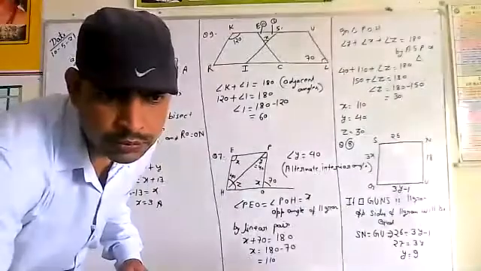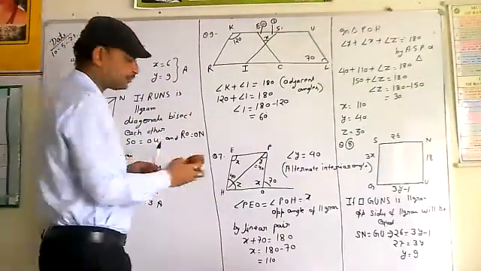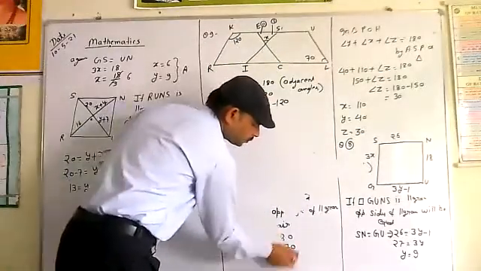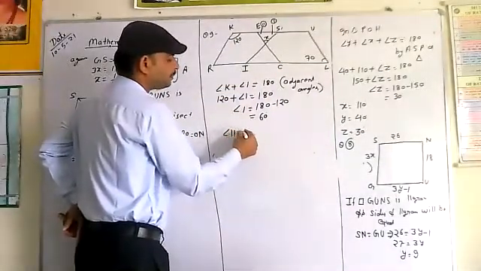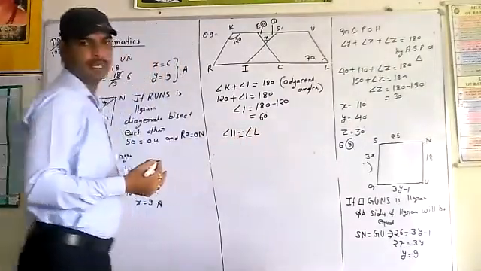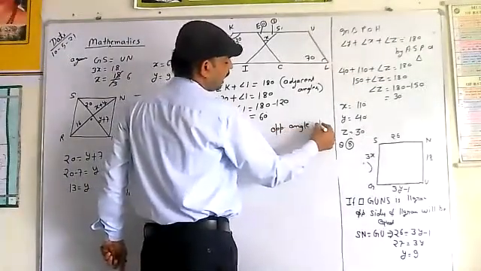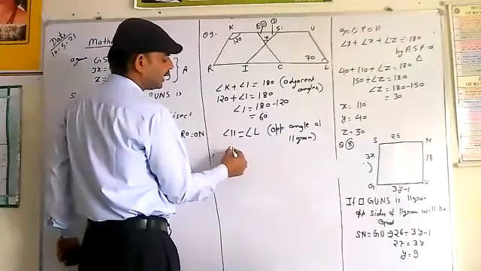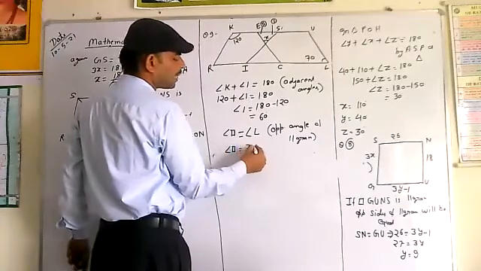And again, in the next parallelogram, here angle 2 is equal to angle L. Which angle is this? This angle is the opposite angle. Opposite angles of a parallelogram are equal. Angle 2 is equal to 70 degrees.